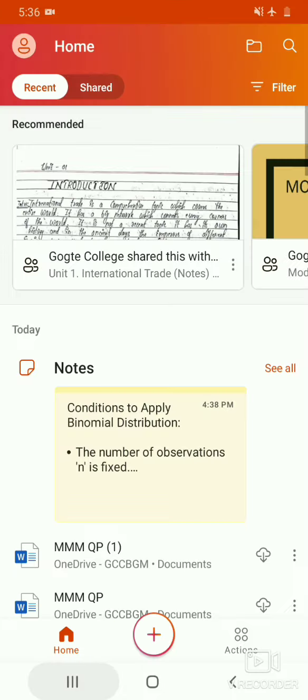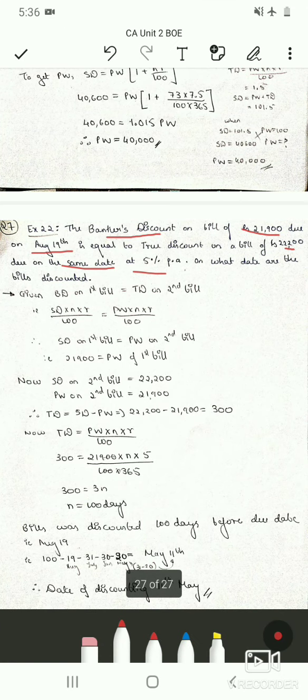So you have 100 days, in that August has 19, so go in the reverse manner. Then comes July with 31 days, June with 30 days, and the 20 remains out of 100, which is May 20. So out of 31 days, May has 31 days, so if you subtract 20, we will get the date on which the bill was discounted, which was May 11th. So from May 11th till August 19, n is 100 days.